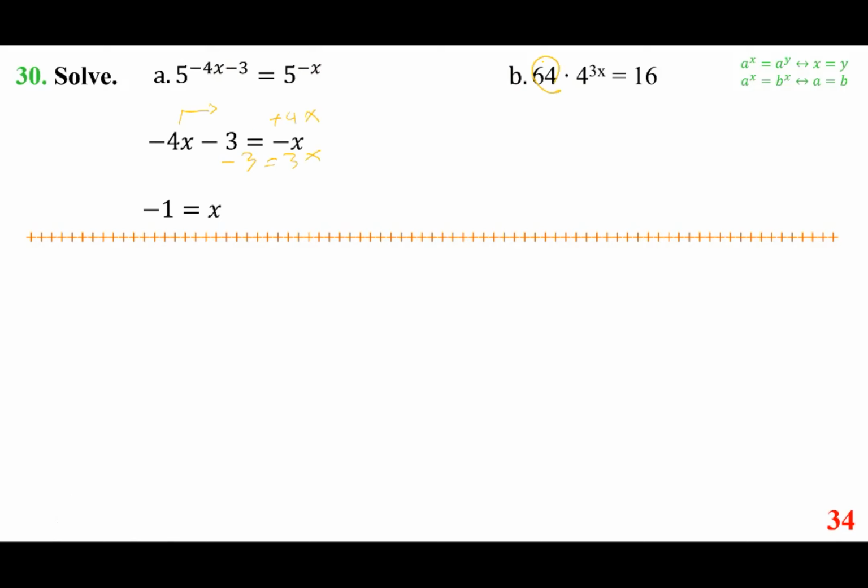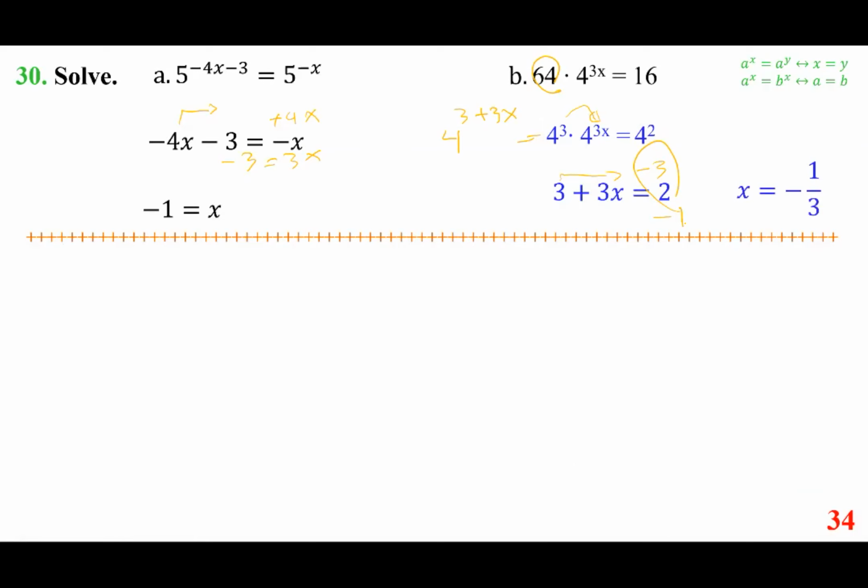We can change this to 4 cubed. Now we can combine these two. So this becomes 4 to the power of 3 plus 3x. If they have the same base, namely 4, they must have the same exponent. That means 3 plus 3x must be equal to 2. I can subtract 3. That gives me negative 1, and I'm going to divide by 3, and that's my final answer.